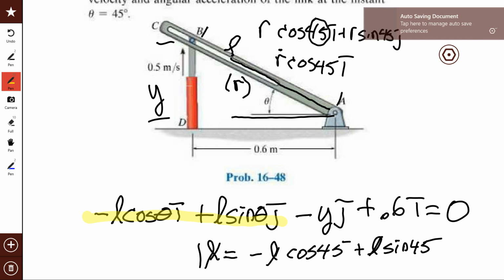Will L be constant? Is L constant? No, L is not constant. So when you put it into Mathematica, you're going to have to say L of T. Is the angle theta constant? Nope, so theta of T. Is Y constant? Nope, Y of T. Is 0.6 constant? Thank goodness, right? Okay, so you could punch it in. If you remind me, I will post the Mathematica.